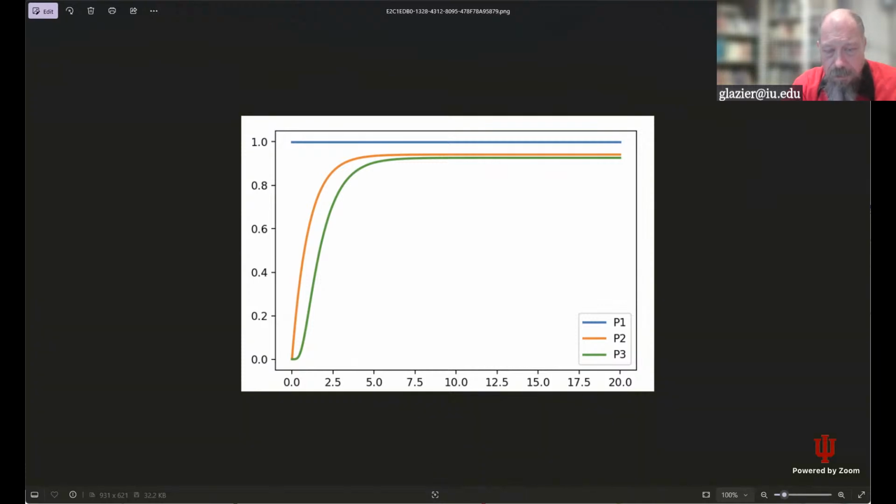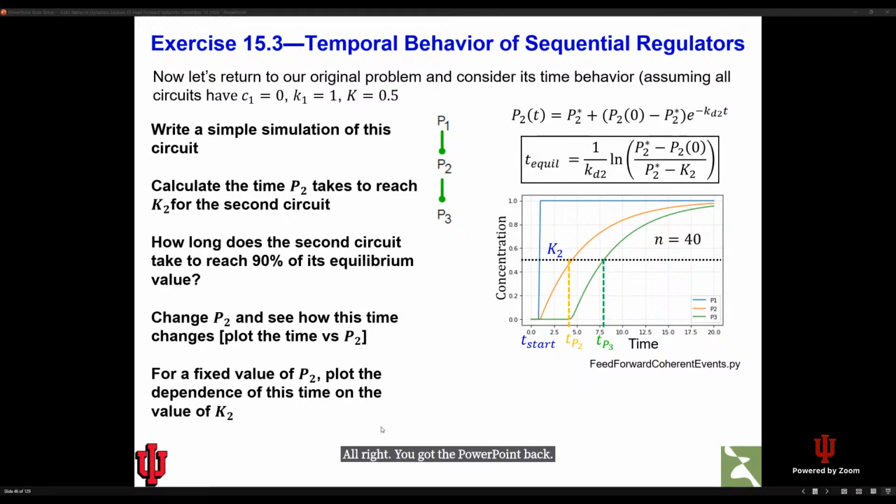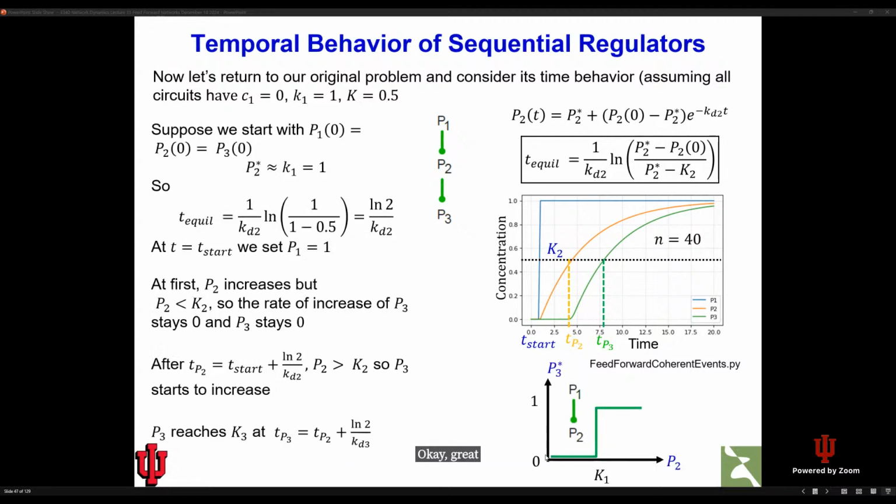Let's see, back to it. Am I sharing the PowerPoint now? Because I know sometimes in the past I've managed to fail to share the PowerPoint, so I want to make sure you can see it. Okay, all right. You got the PowerPoint back? Yes. Okay, good.